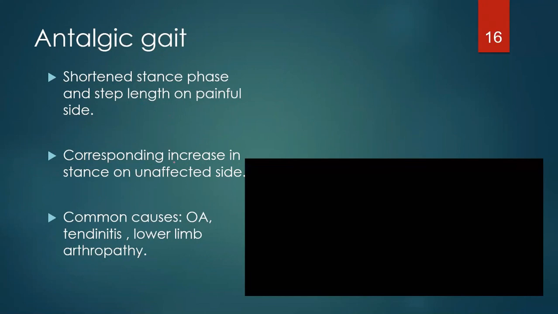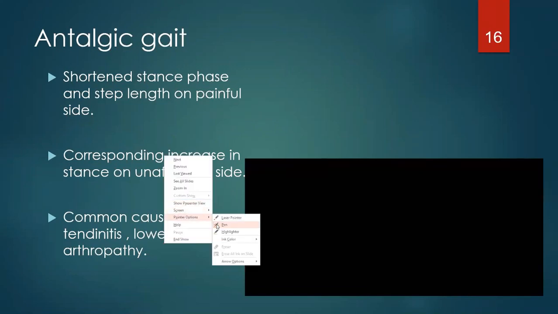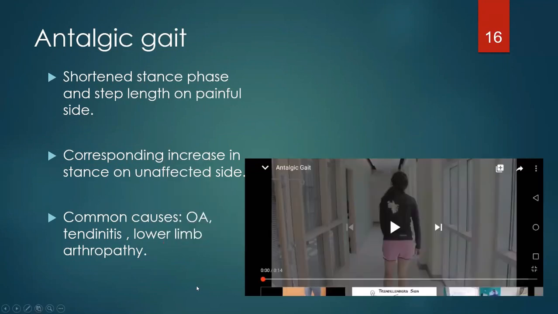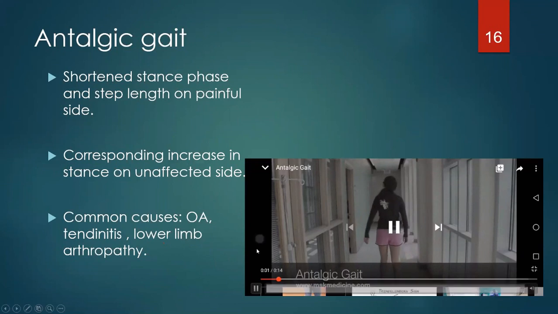Correspondingly, there is increased stance on the unaffected side. Common causes are osteoarthritis, tendinitis, and lower limb arthropathy. This is an example of antalgic gait.